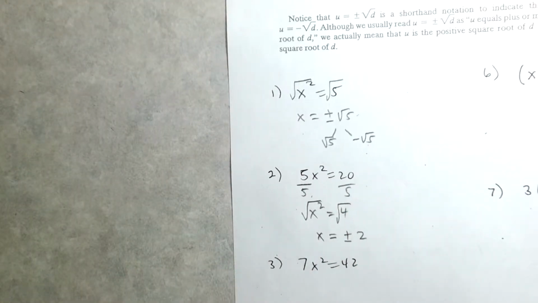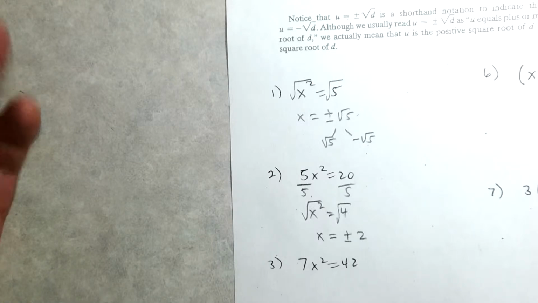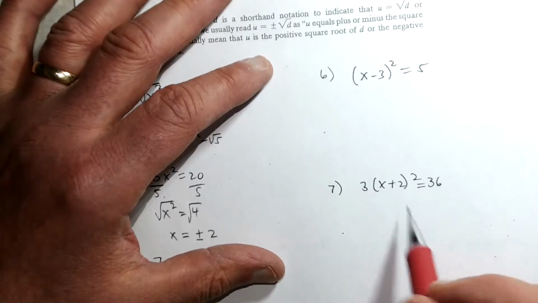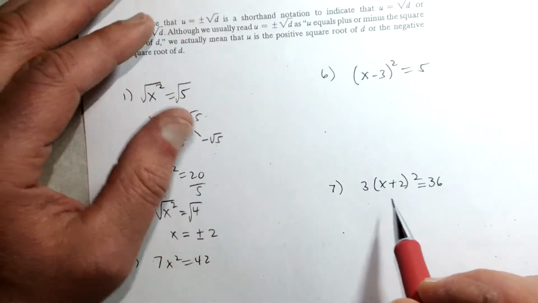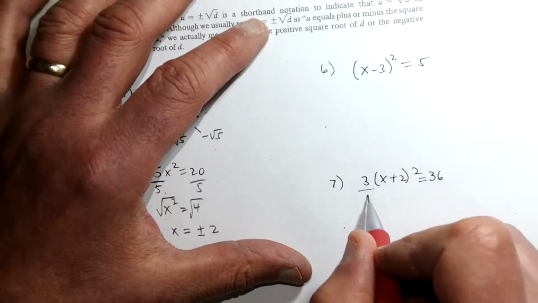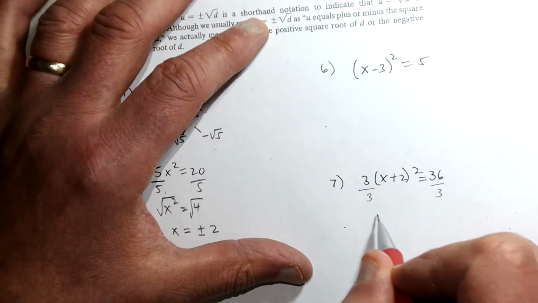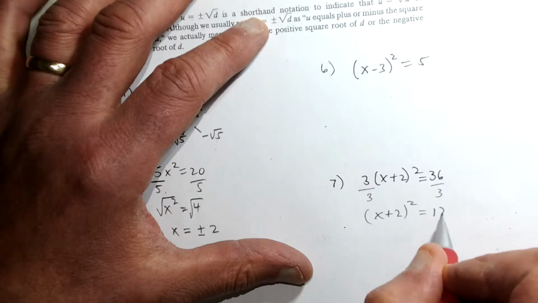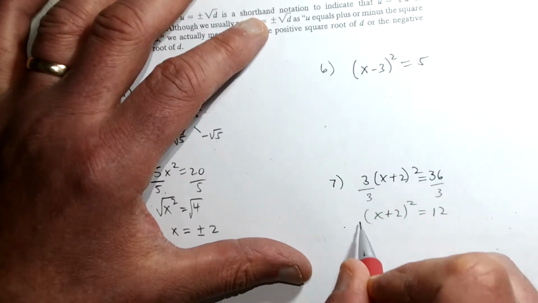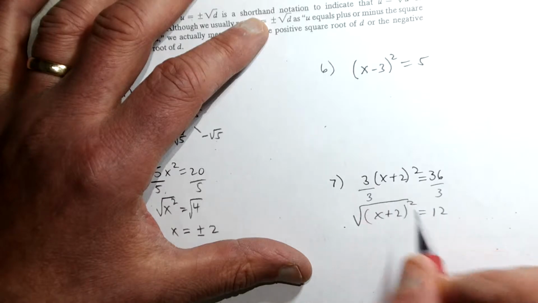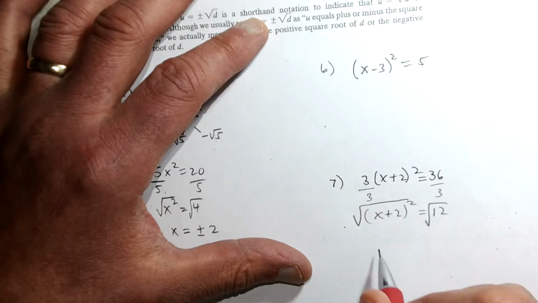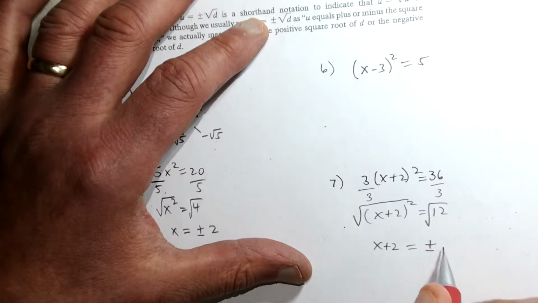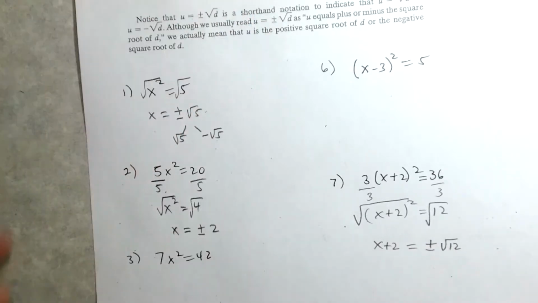Okay, so let's just take a look, how much more complicated could it get? Well, we might end up in a situation like this one right here. So again, we have to isolate the square first, and so I could divide both sides by 3. And I'll get x plus 2, the quantity squared, is equal to 12. Then I take the square root of both sides, now that I have the square isolated, and I get x plus 2 is equal to plus or minus the square root of 12.